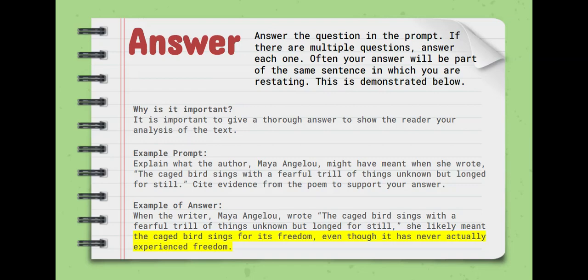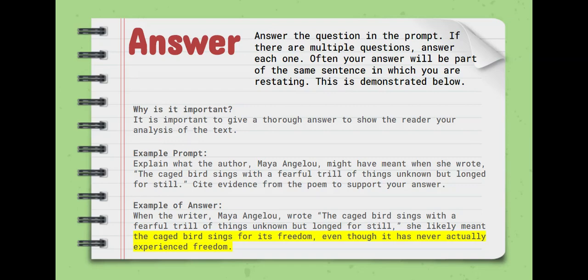Explain what the author Maya Angelou might have meant when she wrote, "The caged bird sings with a fearful trill of things unknown but longed for still. Cite evidence from the poem to support your answer." Hey, that sounds familiar. I think we just did that question, right? We did. We're building.